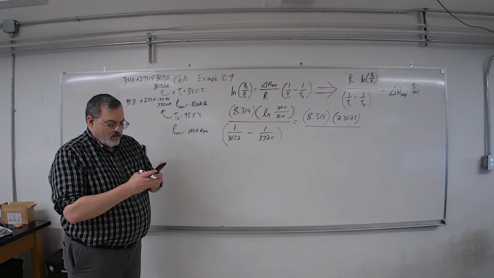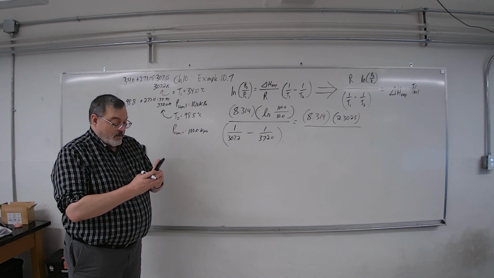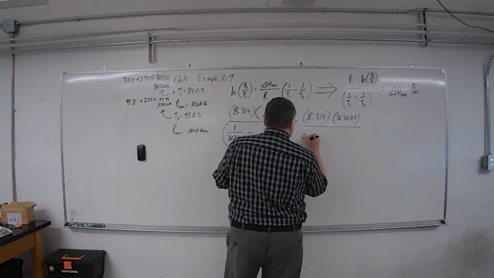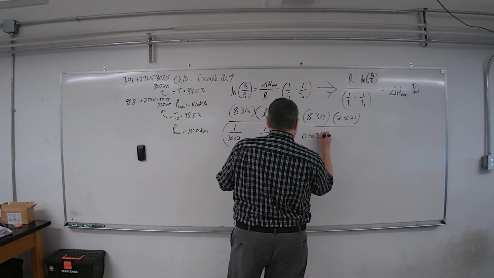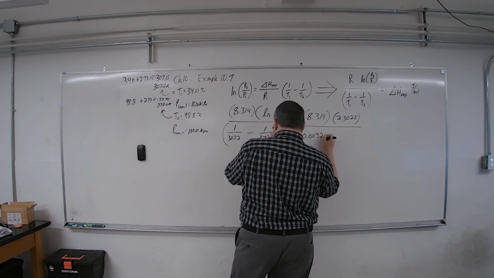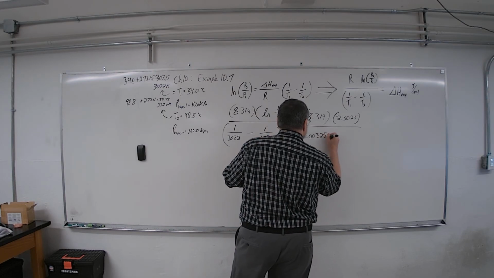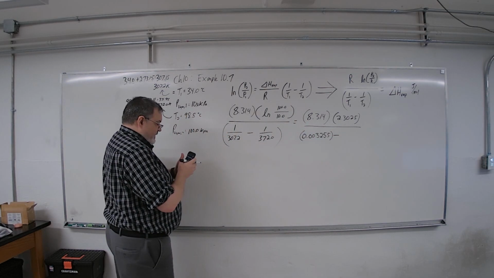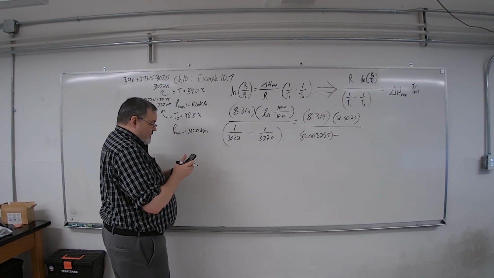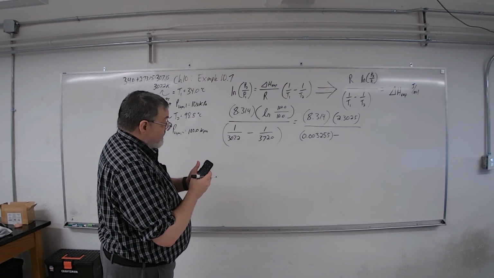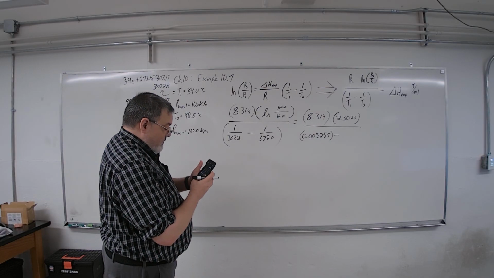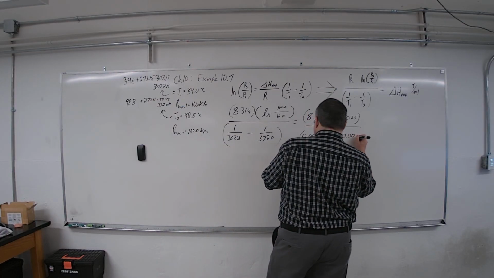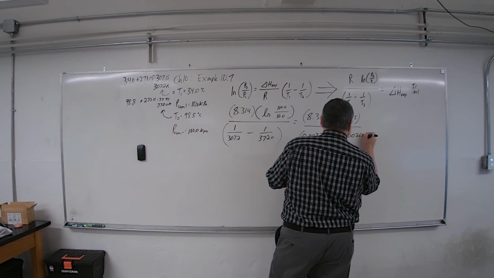And let's do these divisions. 1 divided by 307.2. That's going to be 4 significant figures, so 0.003255. The 1 is infinitely precise. Then 1 divided by 372.0 is 0.002688.